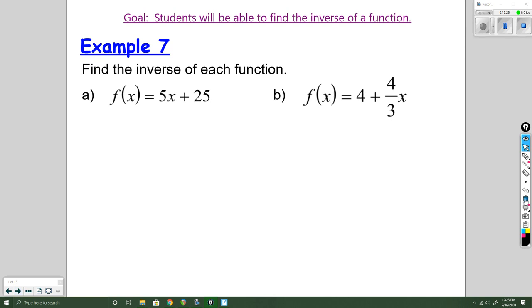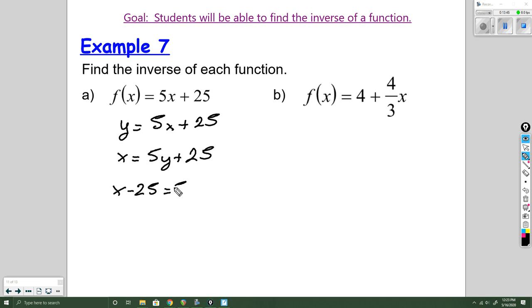All right, so now we're going to find the inverse of each function. In order to do that, remember, let's rewrite it. And then we're going to switch the inputs and outputs, and then solve for y. So subtract 25. Divide by 5. And we get x minus 25 over 5.